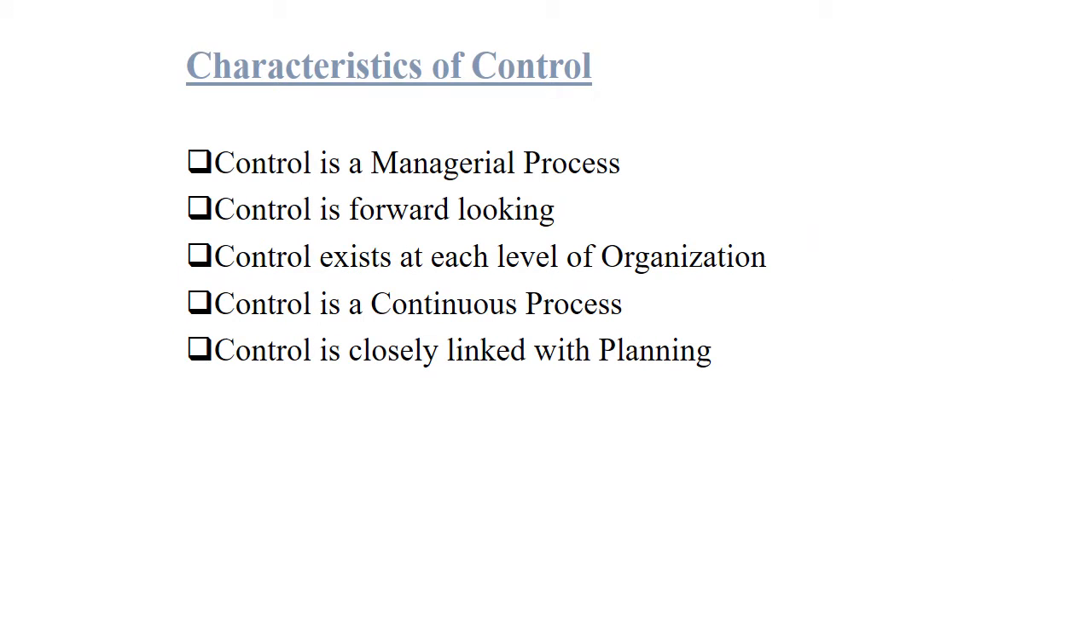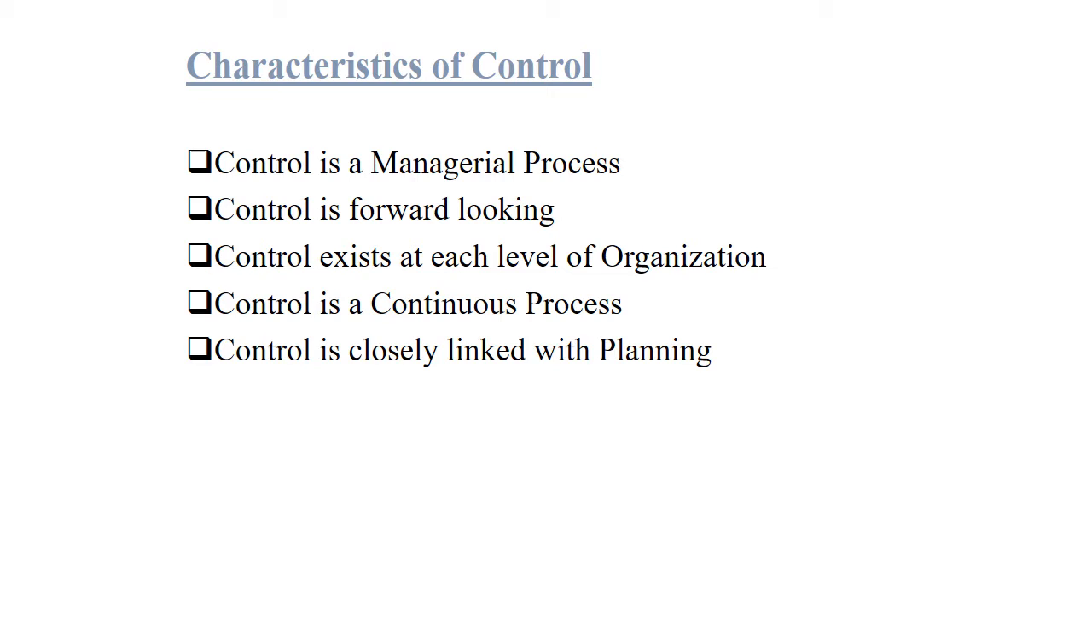And now we can see some of the characteristics of control. Control is a managerial process. As you know, this is a function of management. And control is forward looking. Forward looking means it is trying to check whether the objectives of the organization are achieved or not. There is a proper control over the process inputs and outputs. Control exists at each level of the organization, that is the top level, middle level, and lower level. There should be control over the subordinates and even the superiors. Control is a continuous process, and control is closely linked with planning.